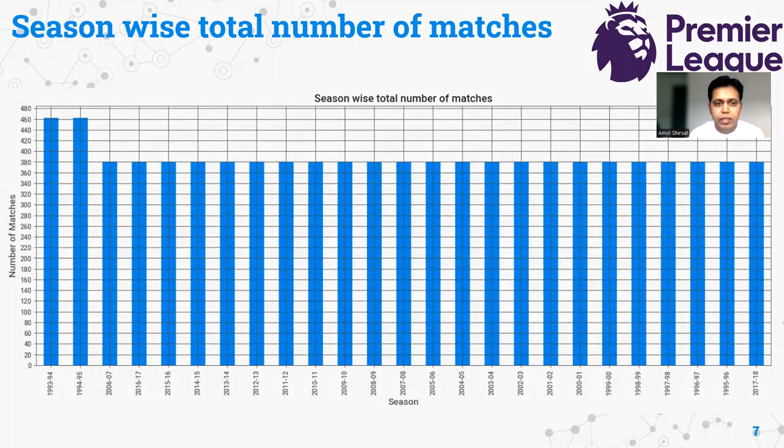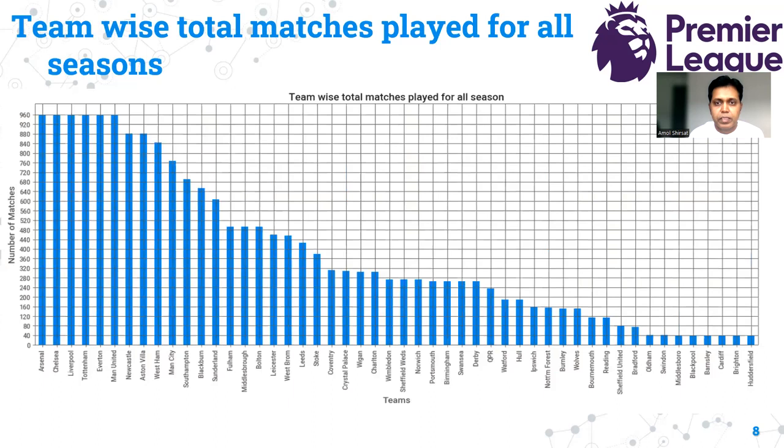The second thing we have seen is team-wise matches played. Arsenal, Chelsea, Liverpool, Tottenham, Manchester United are the teams who have played the maximum number of matches, almost more than 900, followed by Aston Villa, West Ham. So this gives us the understanding that these teams are being quite consistent and they have been playing the matches from the beginning of the season.